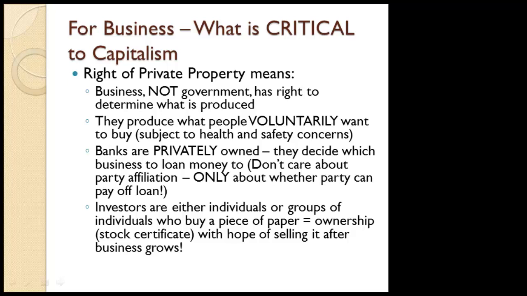For business, what's really critical to capitalism is the right of private property, because it's business under our system, not government, that has the right to determine what's produced. And you think about it, I made mention of this in class before, when you buy something, you're voting, frankly, on what's going to be produced. Now, banks in the U.S. are privately owned. They decide which businesses to loan money to.